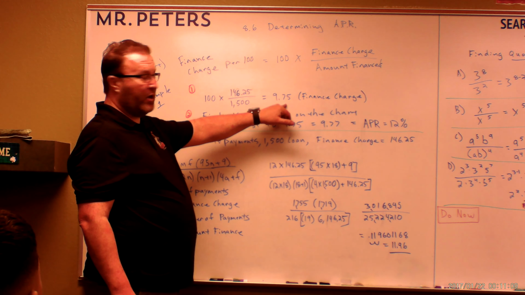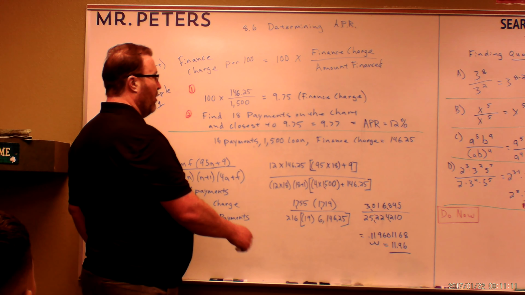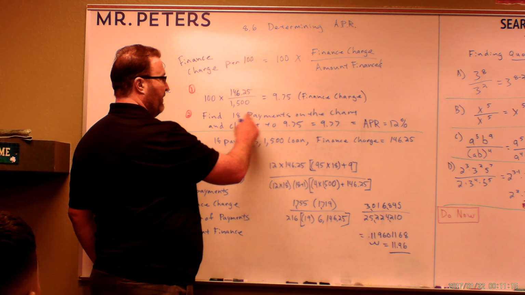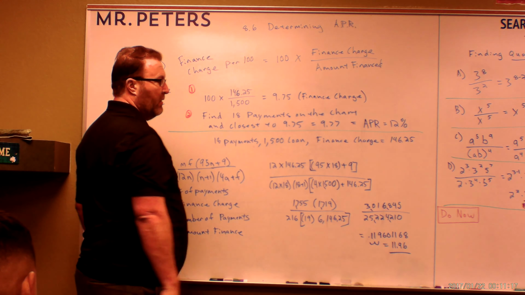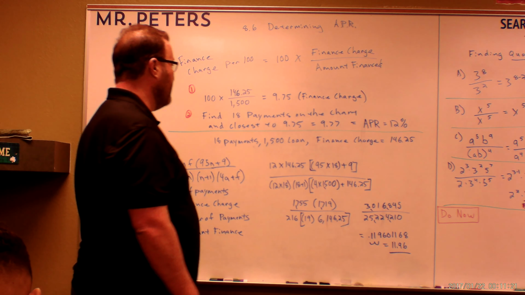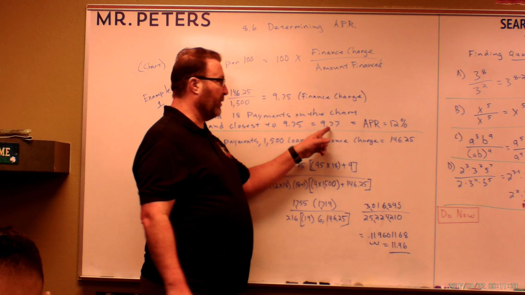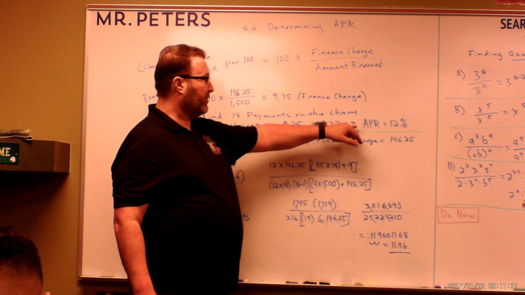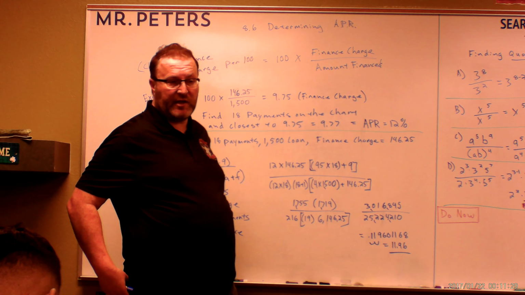Now we know this, we can look at the chart, okay? So we're looking as close as possible to 9.75 and 18. Let's take a look at that. So notice there isn't a 9.75, but there is a 9.77, okay? 12%. Yep, so our answer is 12% in this case using the table.